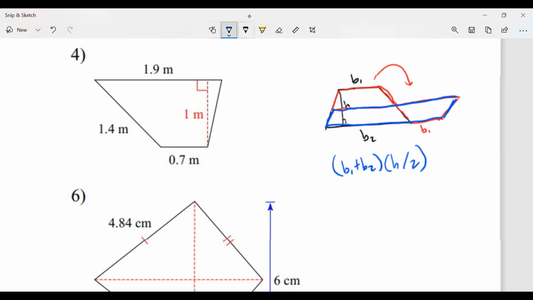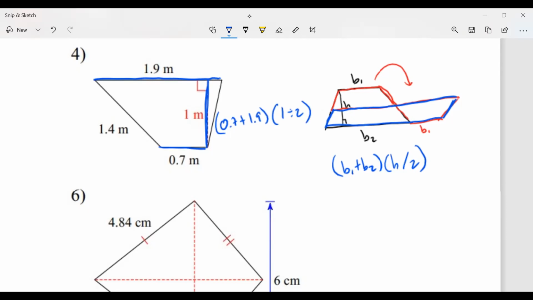So looking at number 4, the two numbers that are parallel are these two. So I'm just going to go 0.7 plus 1.9. Have to worry about that first. So base 1 plus base 2, the two sides that are parallel. And then the height is basically the distance between the bases. In this case it is 1. You guys can see the 1 here. My second parenthesis, I'm going to go 1 divided by 2. So remember, I have to cut the height in half.